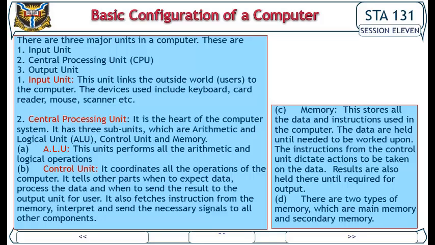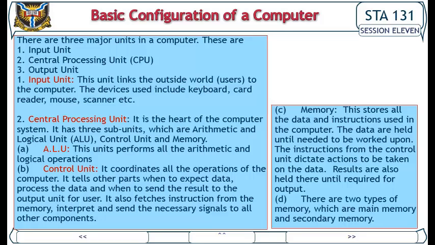It tells other parts when to expect data, process the data, and when to send the result to the output unit for user. It also fetches instructions from the memory, interprets and sends the necessary signals to all other components. C. Memory. This stores all the data and instructions used in the computer. The data are held until needed to be worked upon. The instructions from the control unit dictate actions to be taken on the data. Results are also held there until required for output.